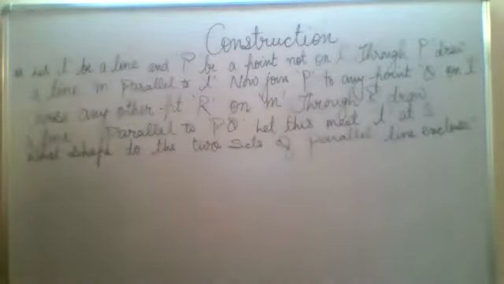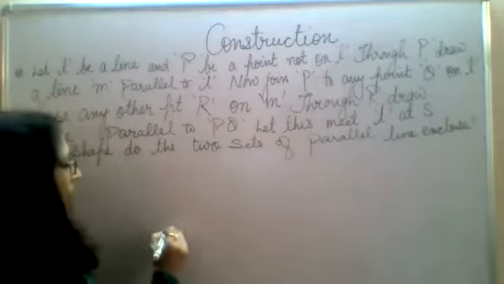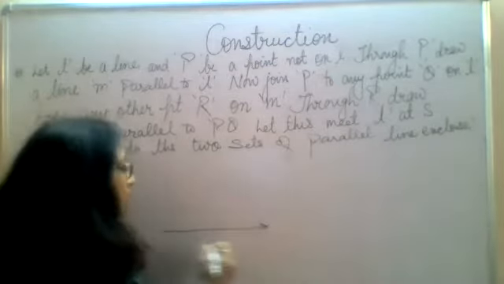Let's read this question. Let L be a line and P a point not on it. Through P, draw a line N parallel to L. First I have read it, then I am starting this. Draw L. I have drawn this.